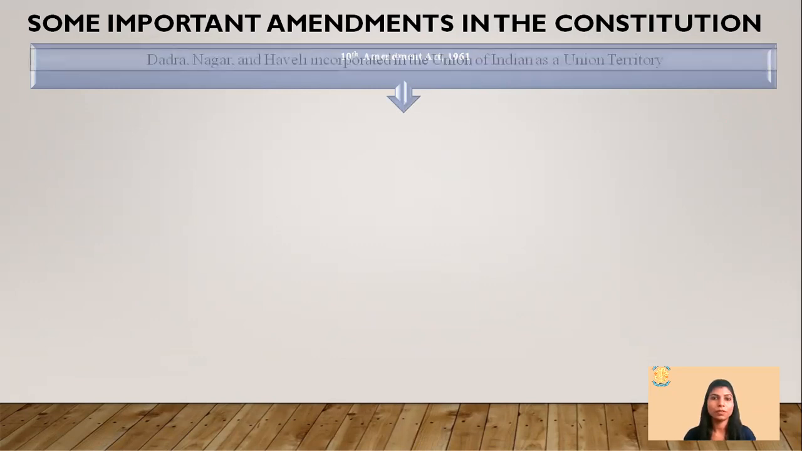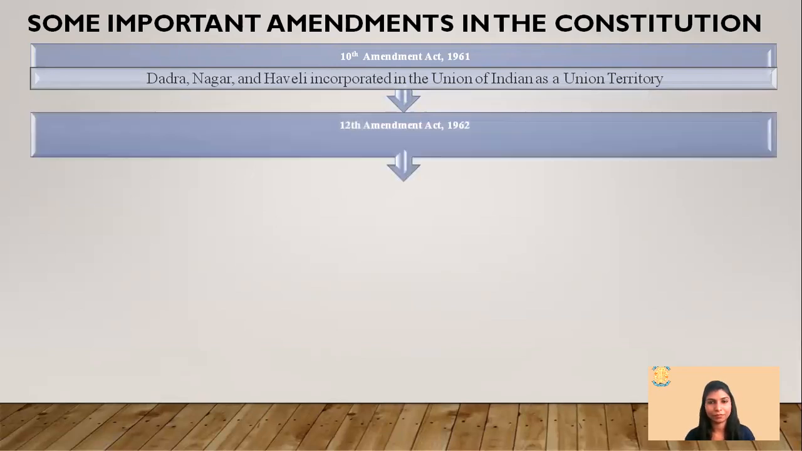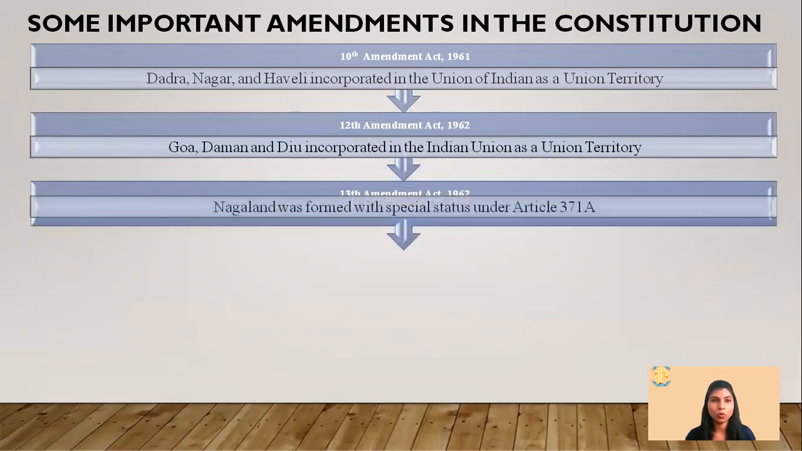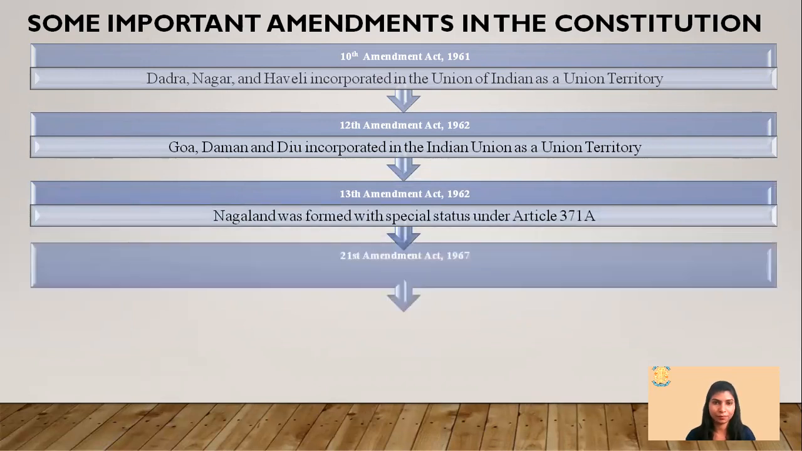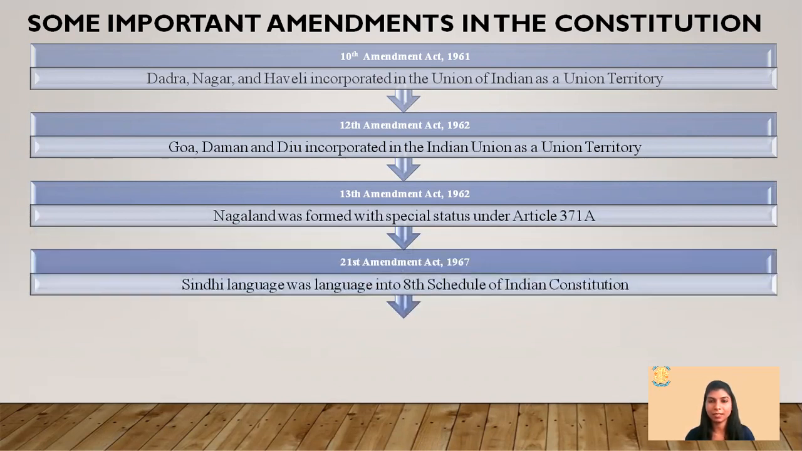Okay, so as in the 10th amendment, what happened? Dadra, Nagar and Haveli were incorporated in the Union of India as a union territory. In the 12th amendment, Goa, Daman and Diu were incorporated as a union territory. In the 13th amendment, Nagaland was formed with special status under Article 371A.